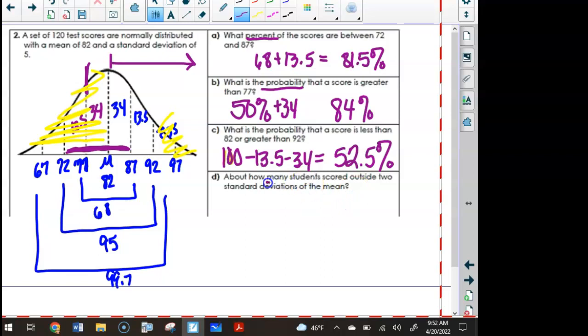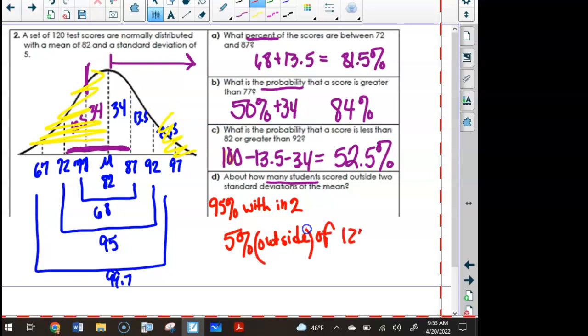Right, about how many students, this time we want students, scored outside 2 standard deviations of the mean? Okay, so what's the rule? 2 standard deviations is what percent, guys? What's the empirical rule say? 95%. So what does that leave? If 95% is within 2, then 5% is outside of that. All right, and it's how many students, so we have to do 5% of what? Yep, of 120 students. So 0.05 times 120, or in your head, move the decimal once and then cut it in half. So 6. Okay, 10% of 120 would be 12. So half of that would be 6.